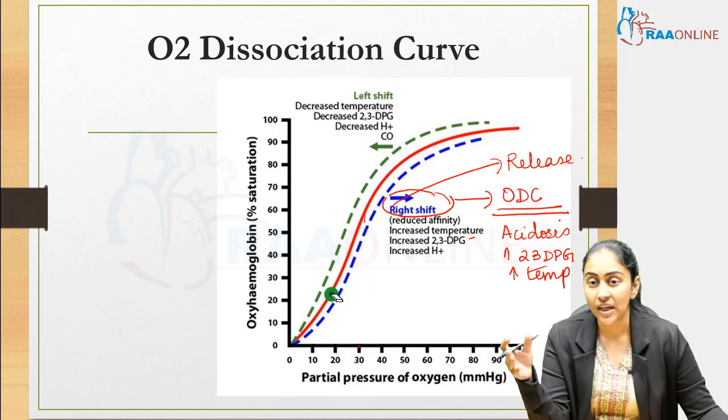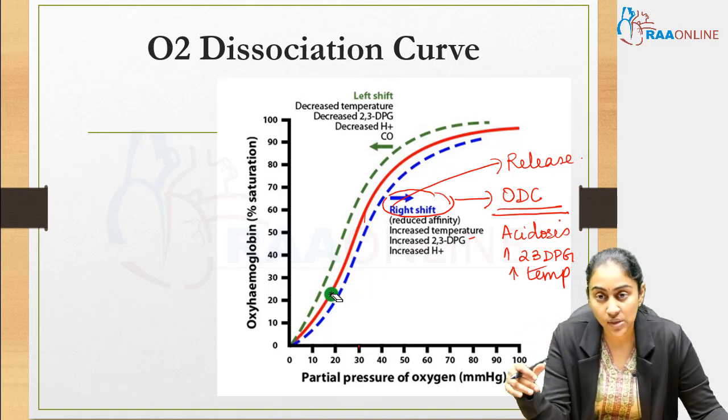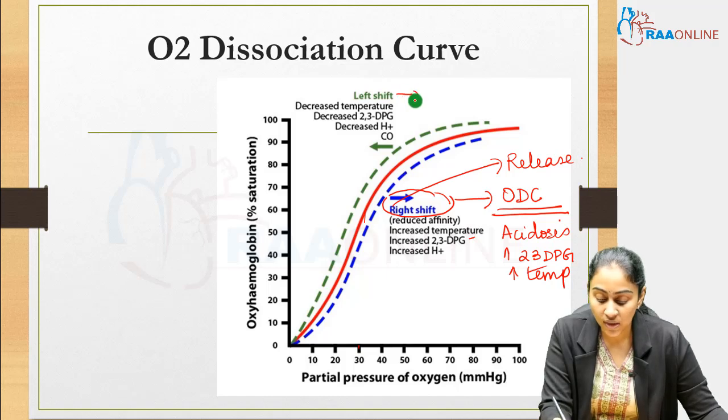That's what it means. Therefore, the opposite applies for a left shift. Left shift is seen in alkalosis, decreased 2,3 DPG and decreased temperature. Left shift correlates with increased affinity, so the oxygen is going to be very tightly bound.